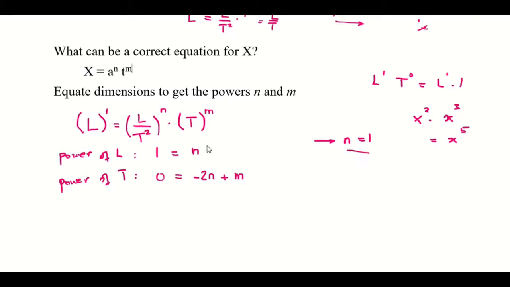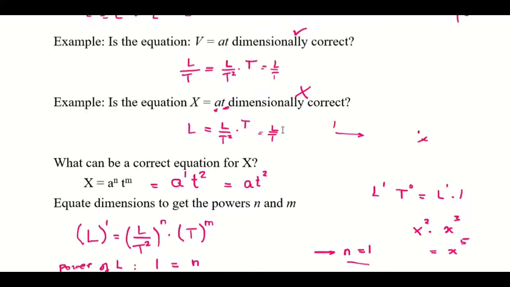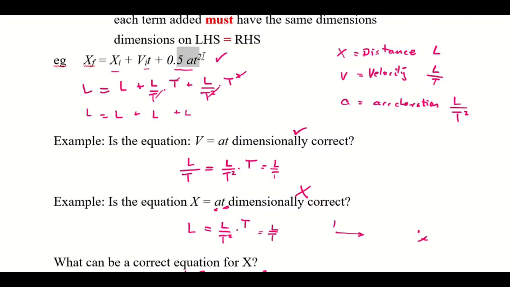Now, using this result that we already have from the first equation, we can say 0 equals n, which is 1, minus 2 plus m, which gives us m equals 2. And therefore, that's our second solution, m is 2. Then this equation becomes a to the power n, which is 1, and t to the power 2, or simply a t squared. And that is what we also had here, a t squared.